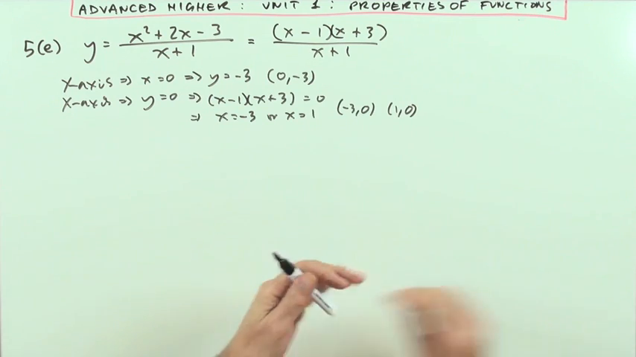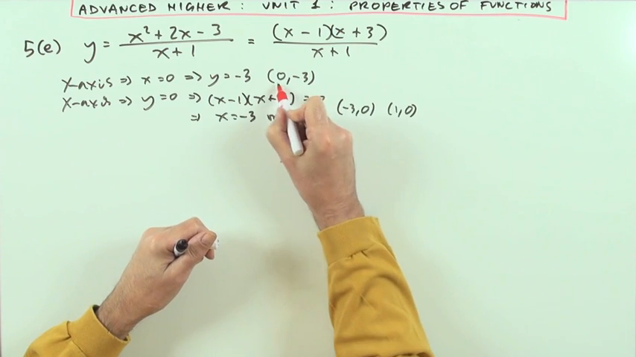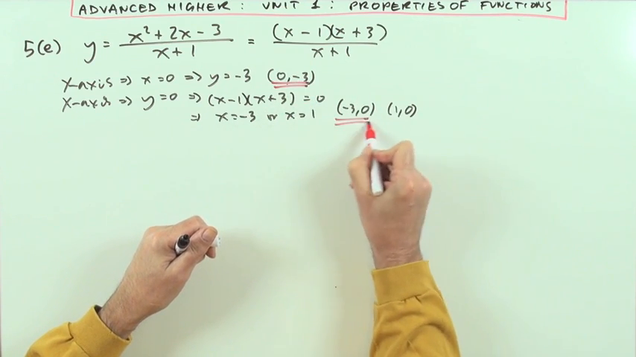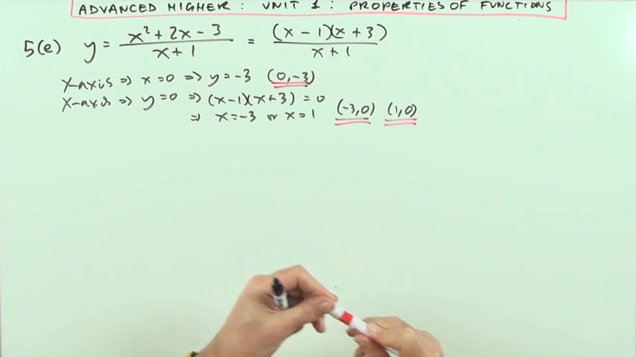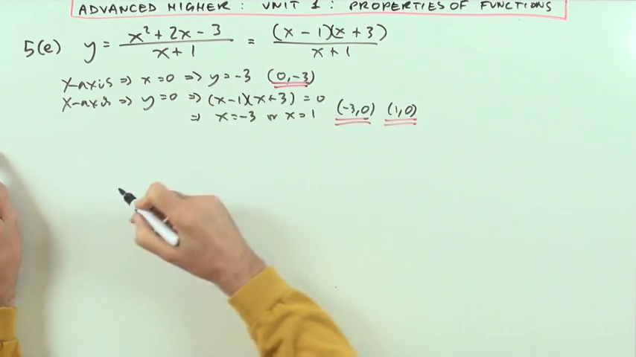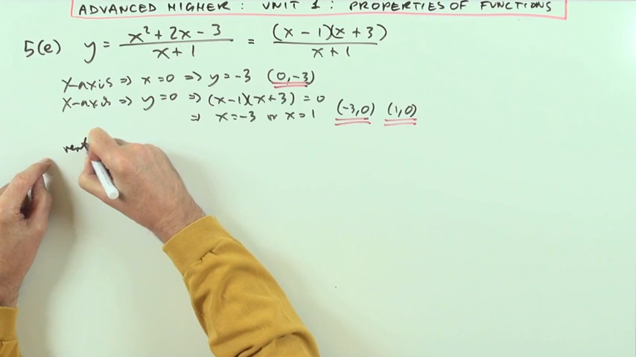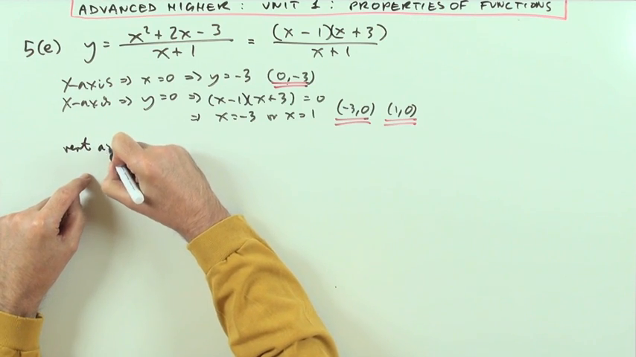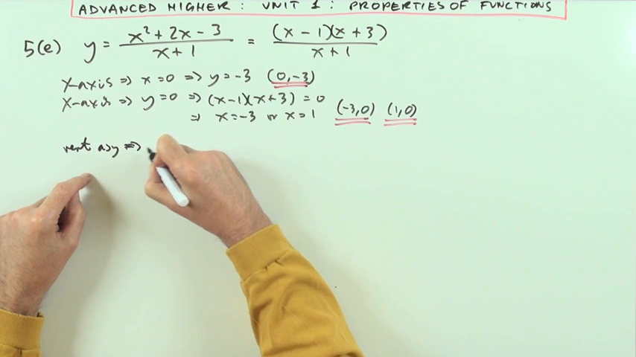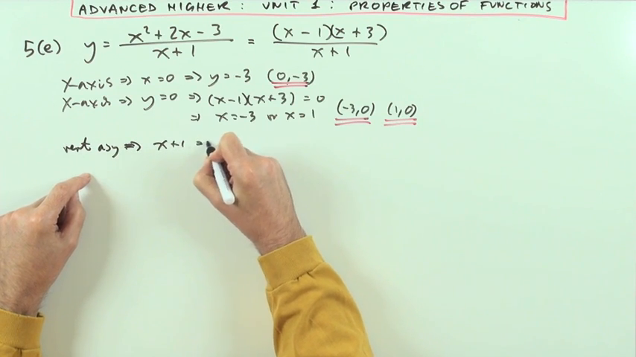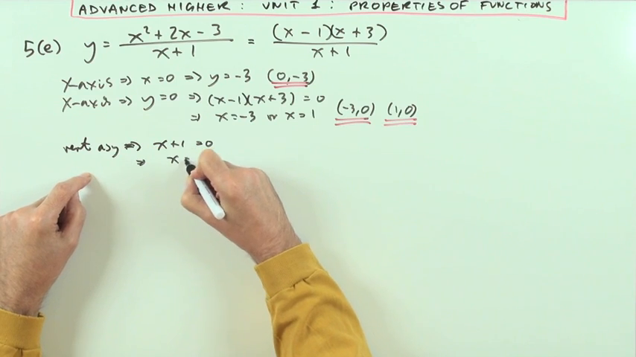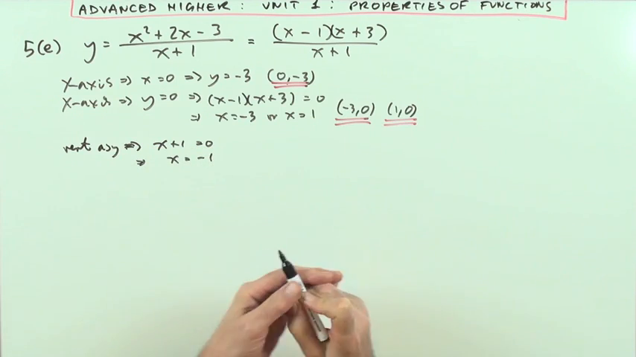Next part, I'll just highlight that so far. So far I've got where it cuts the axis, these 3 points. Next, any asymptotes? Yes, because it's a rational function, I've got a denominator. So vertical asymptote, that will happen if the denominator is ever equal to 0, and it will be, at x equals negative 1.